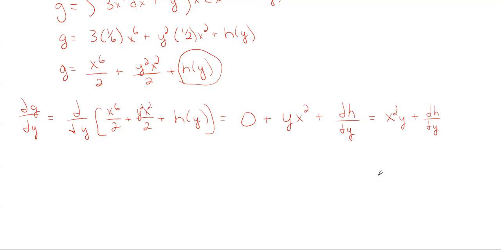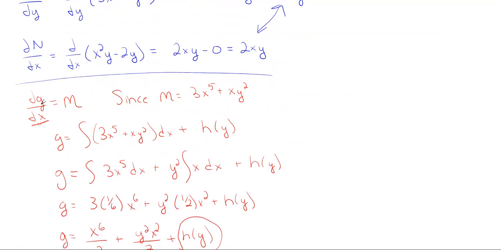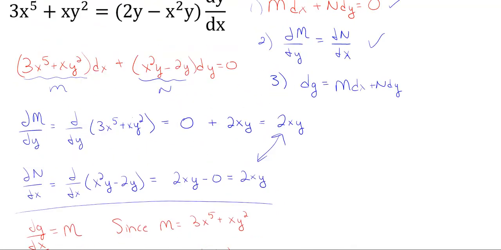So what we're going to do now, and the reason why we did this is for our next step, is that we are going to set this expression right here equal to the n, because look what we did before. We set the partial derivative of g with respect to x equal to m. Well, the partial derivative of g with respect to y would be equal to n because of this equation right here, part number 3.